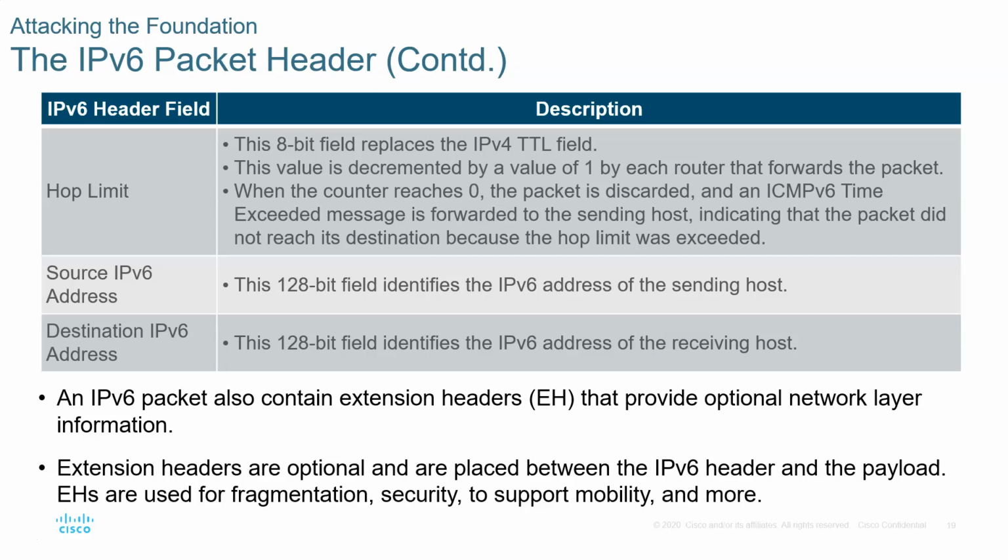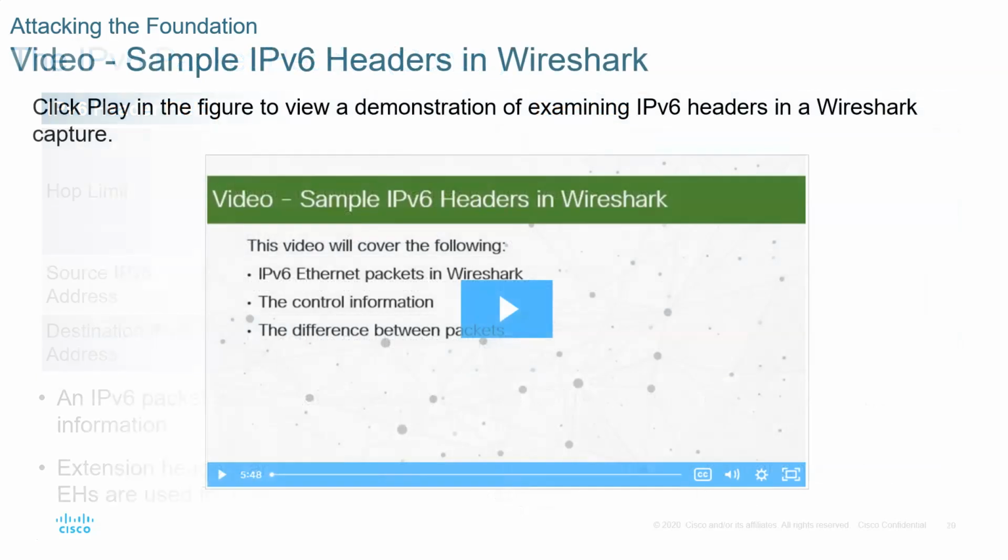Again, if it doesn't reach the destination by that time, then the packet is dead, and the router will send an ICMP packet back telling you that time has been exceeded, right? And then you get the source IPv6 and the destination IPv6 addresses. All right, so let's move on.